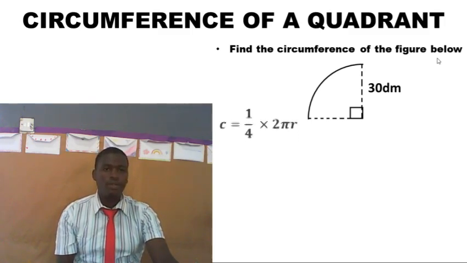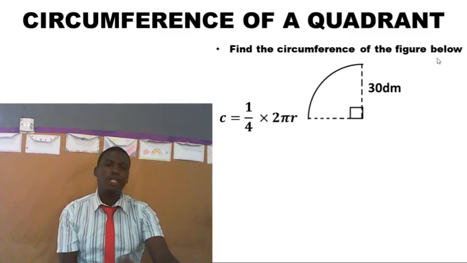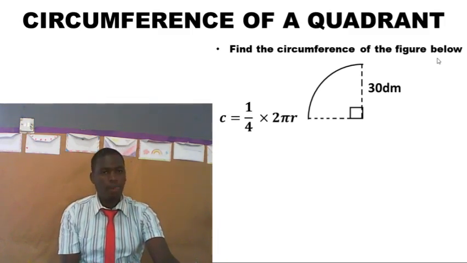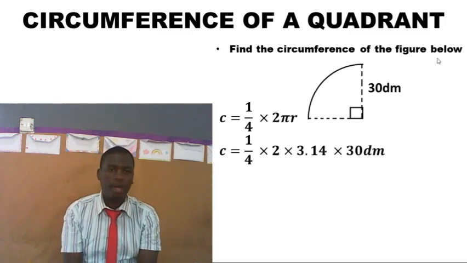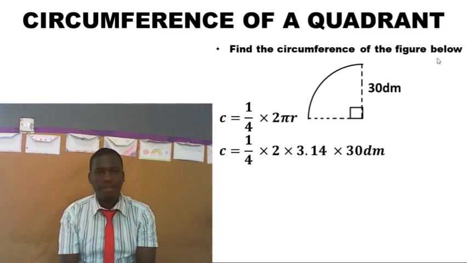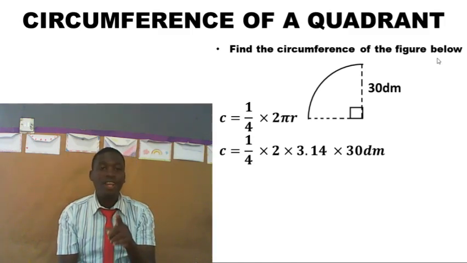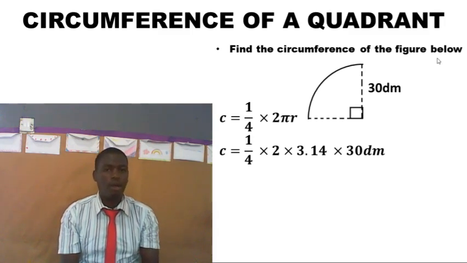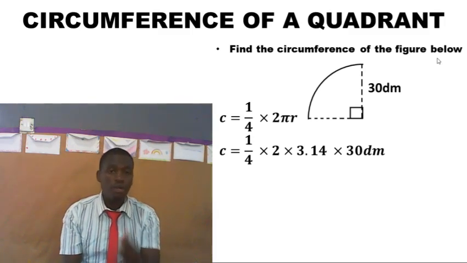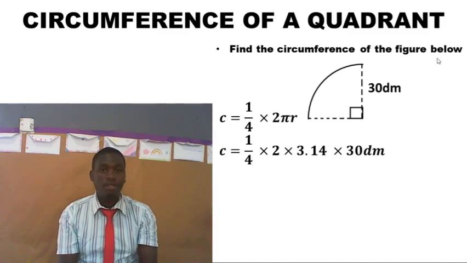So here we go, saying circumference is equal to a quarter times 2 pi r. Let us substitute. This time we have used 3.14, which is also another value of pi. 3 and 1 out of 7 is also another value. When you go to the advanced level, after your primary 7, you will discover that the value of pi there changes to 3.142. They keep recurring. They just simplify it for you. We rounded to the nearest 2 places of decimal. So we have a quarter times 2 times 3.14 times 30 decimeters.